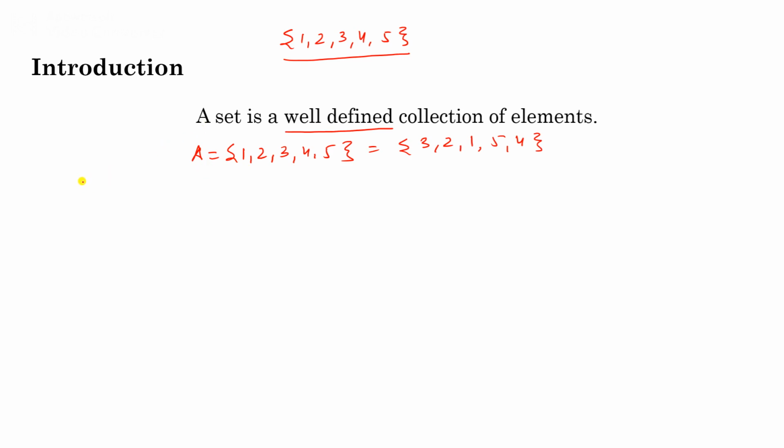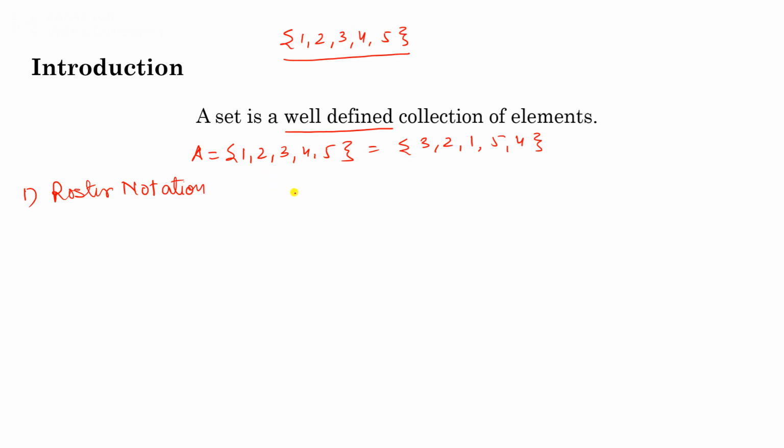So now we have two ways to define a set. The first one is roster notation. In roster notation, we write all the elements of the set. For example, here in A, all the elements are 1, 2, 3, 4, 5. So this is the roster notation.